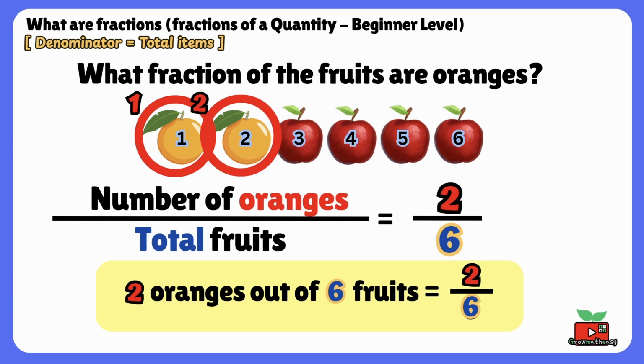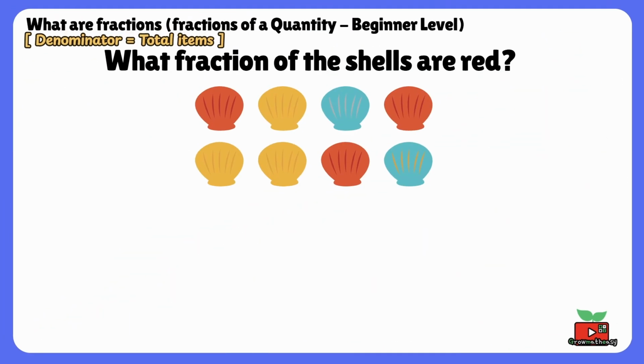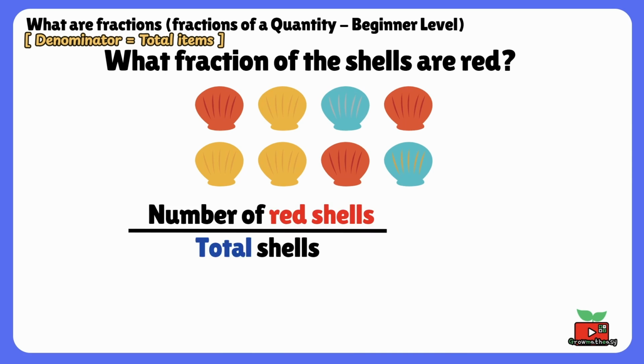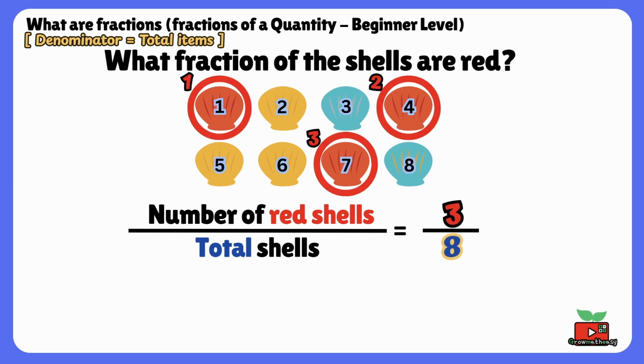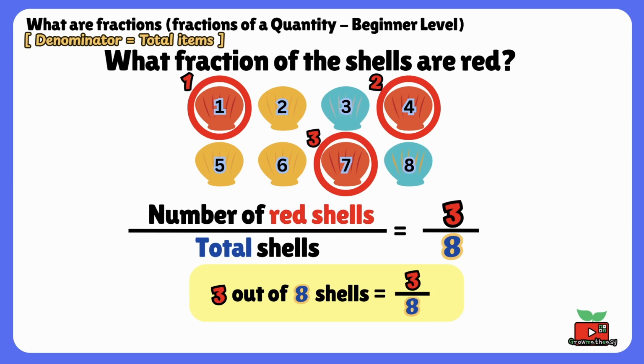Here's another example. What fractions of the shells are red? We take number of red shells over total shells. We had 8 shells in total, and 3 of them are red. That's 3 out of 8 shells equals 3 over 8, or 3/8.